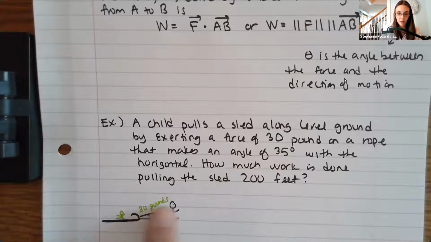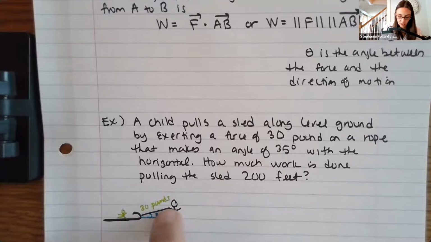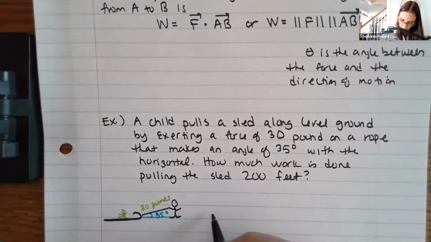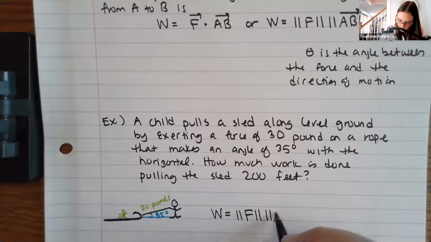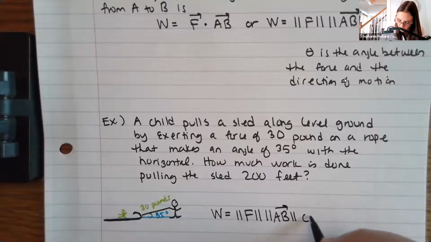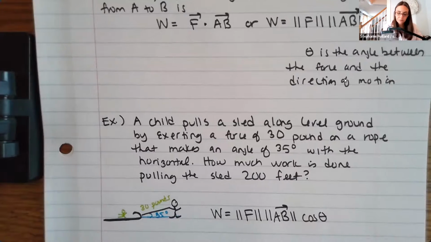So there's a force of 30 pounds on the rope, and the older child is holding the rope here. So what happens is you have an angle of 35 degrees with the horizontal of that rope. And we want to know how much work is done by pulling the sled 200 feet. So our formula here, and the one we're going to use is the second one here because we have an angle. So if we don't already have the vectors, and we have the angle, then that's the one that you're probably going to want to use.